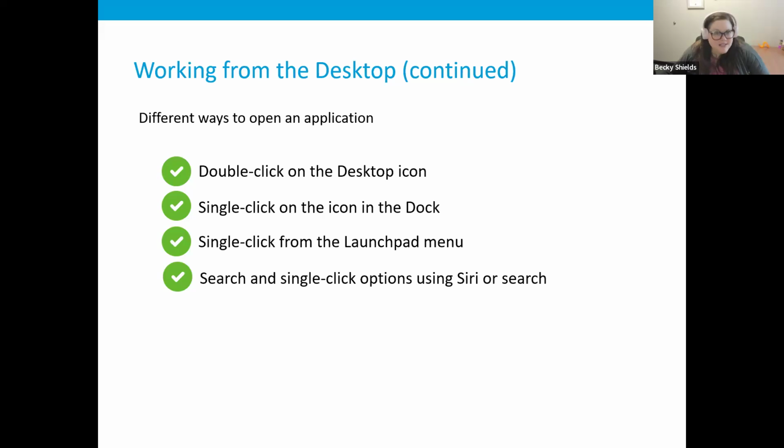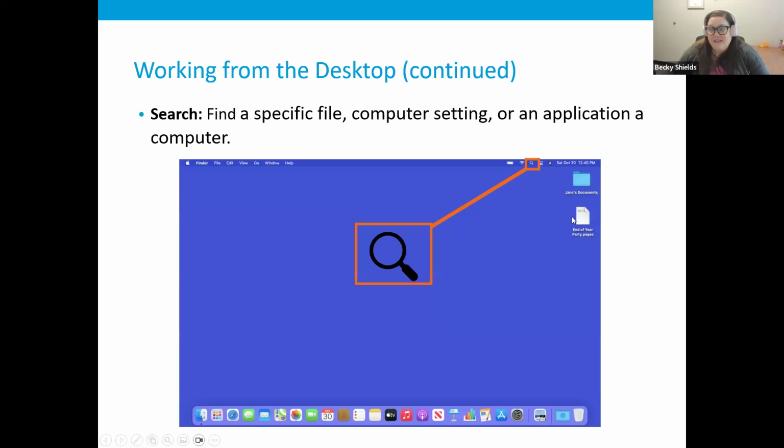And I'm looking here. I am not seeing any questions or anyone wanting to come off mute. So I'm going to go ahead and review this last little bit of working from the desktop. I've mentioned already a couple of different ways that you can open applications. If it is a desktop item, so for example, this document that my mouse is hovering over that says end of year party pages, it is directly on the desktop. So you would double click or click twice to open it.